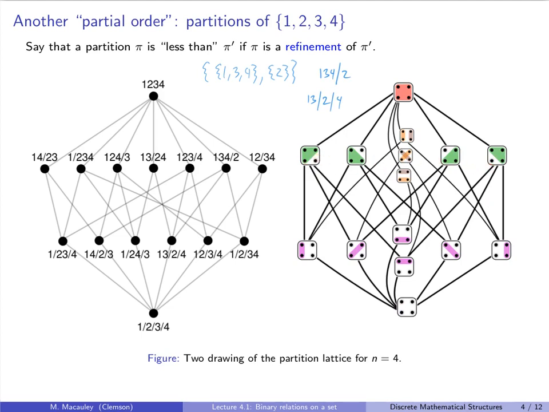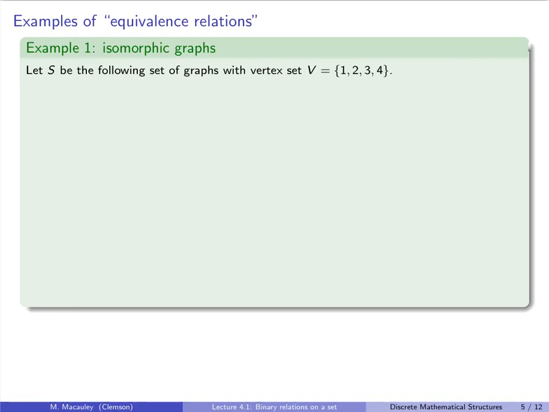So notice that this partition, 1, 2, 3 and 4, is not comparable to 1, 3, or 1, 2, and 3, 4. The 2 examples that we just saw are so-called partial orders, and now we will do another type of relation that is called an equivalence relation.